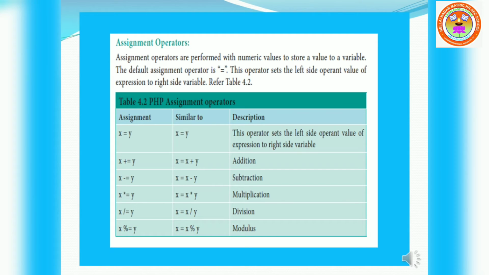X minus is equal to y. This is new value of x is equal to old value of x minus y. Here also x into equal to, new value of x is equal to old value of x into y. X divided by equal to. Same thing, new value can be found out from the previous old value.